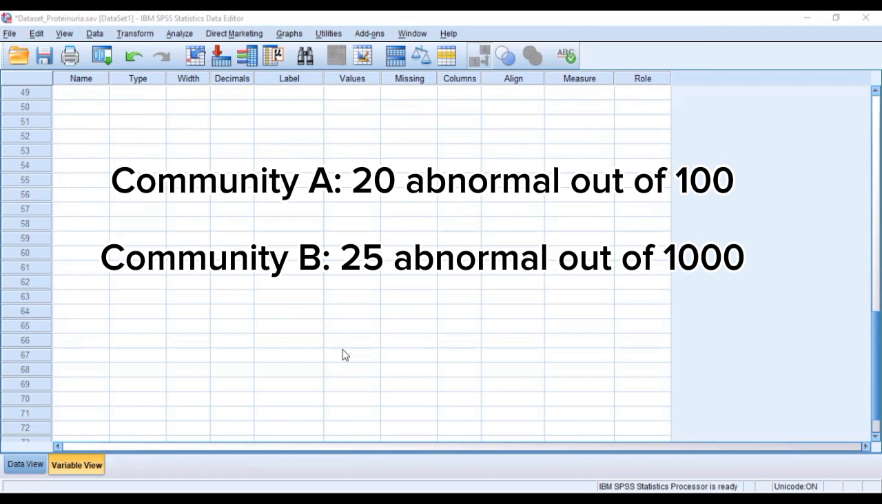Now, there's the need for us to fall on the proportional difference, where we are going to look at the ratio of those who have the disease relative to the total population present in that particular community. So in community A, we can say there's a 20% rate of infection, whilst in community B, it's about 2.5%. So looking at 2.5% and then 20%, which one is bigger?